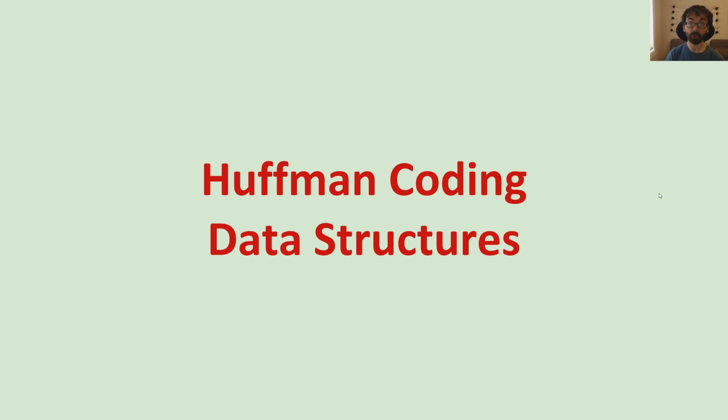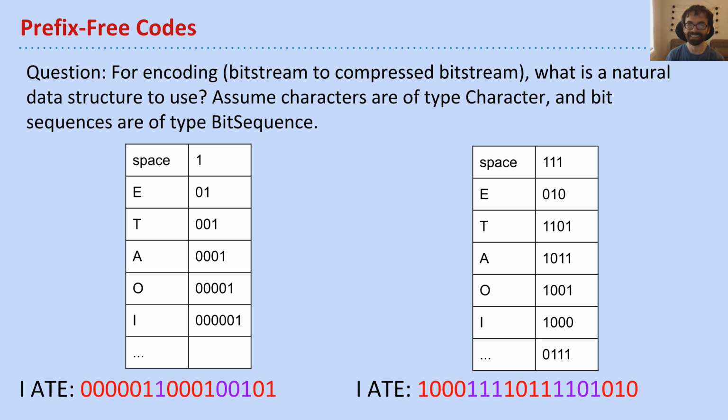As I've mentioned, our choice of data structures will profoundly affect how hard it is to implement an algorithm and will also affect its performance. So this being a data structures class, let's think about what data structures we might use for the encoding and decoding processes of the Huffman coding process. So let's say we want to encode from our original bit stream to the compressed bit stream. That is, I want to go from symbols to code words. What would be a natural data structure to use?